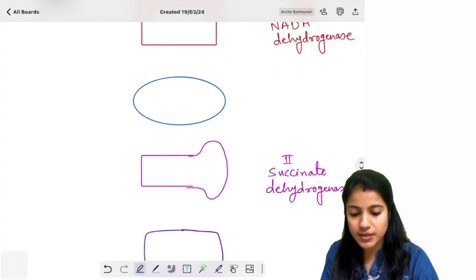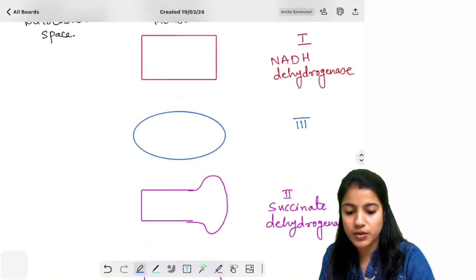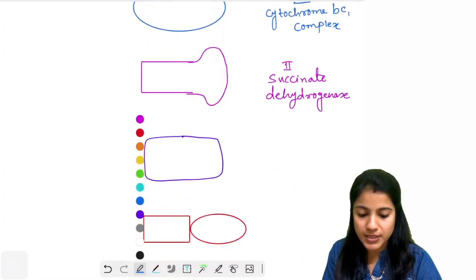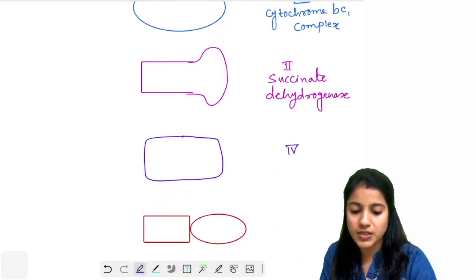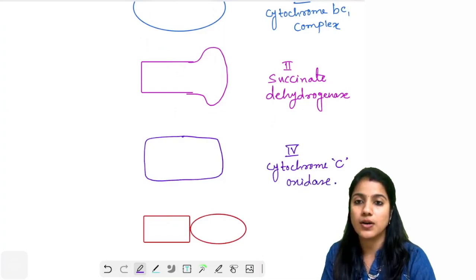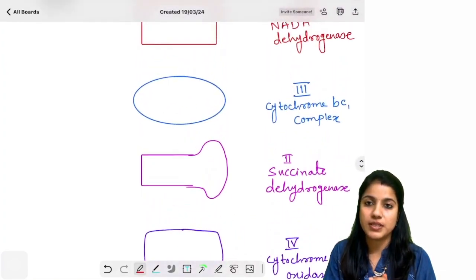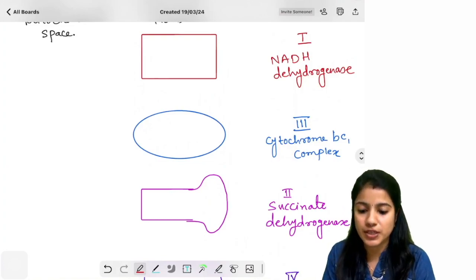Now, complex 3 is situated between 1 and 2. Complex 3 is the cytochrome BC1 complex. Complex 4 is cytochrome C oxidase. Complex 5 is ATP synthetase, which we already know. The name of each and every complex is important. Now let's talk about the components of each complex.